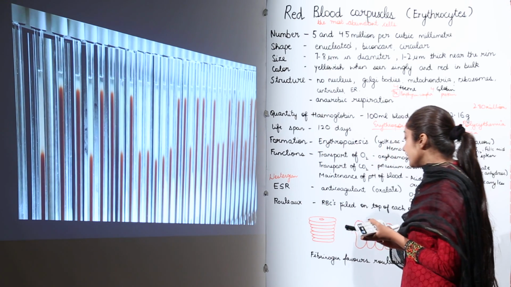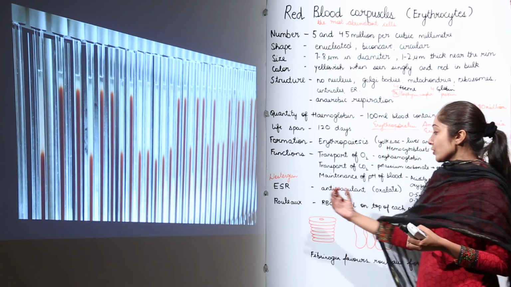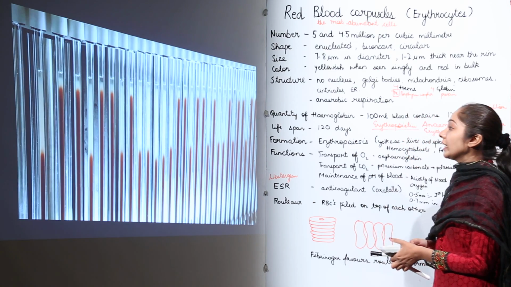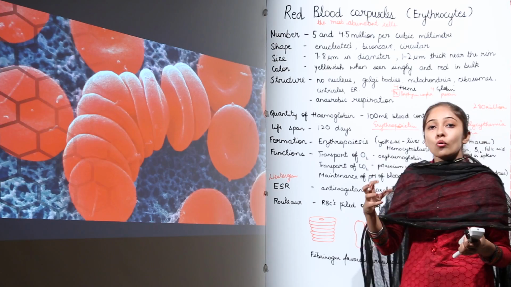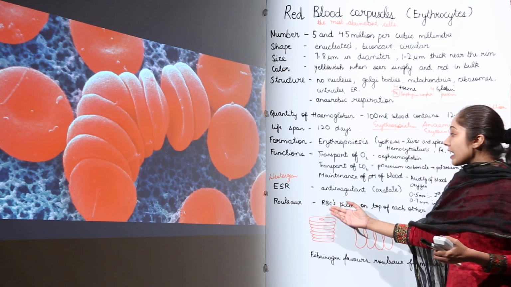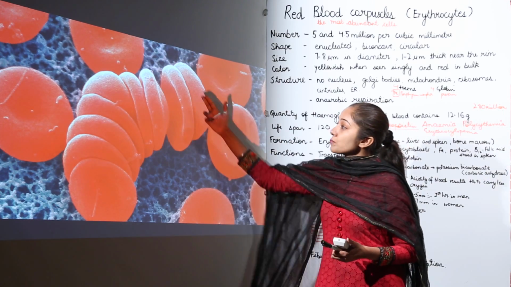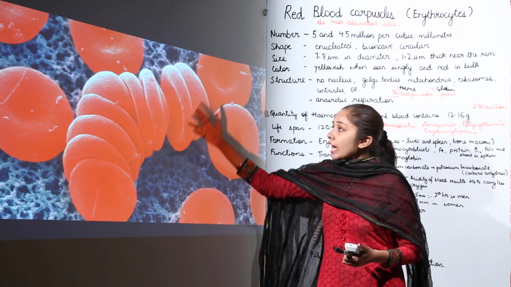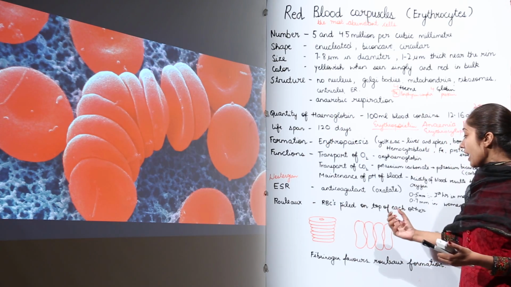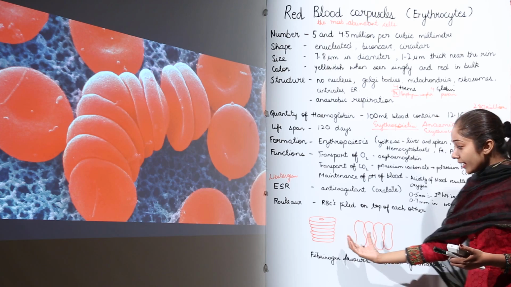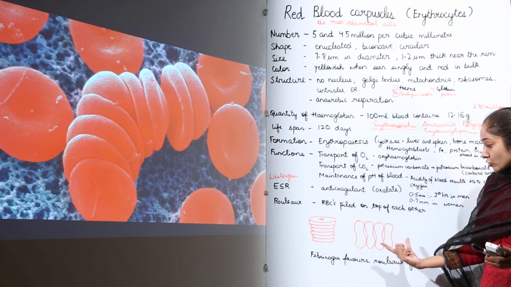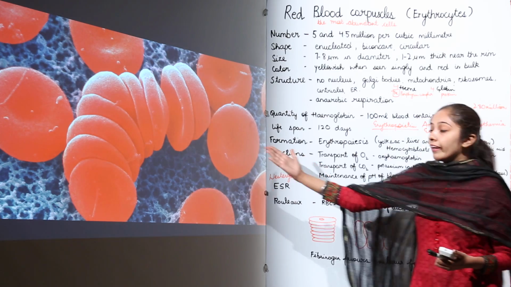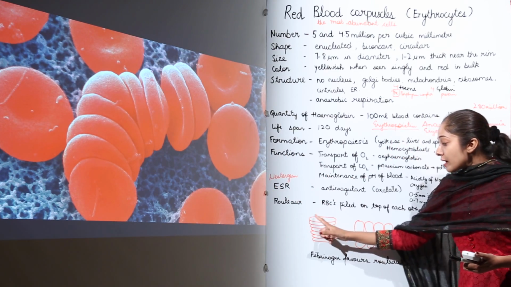Then we have a term that is rouleaux. Now what is this rouleaux? Just look into this image. When the blood flow is quite slow, then these RBCs are piled up in this manner. As you can see, this is the side view, the RBCs are piled up on top of each other. So you can see the side view over here in this image.